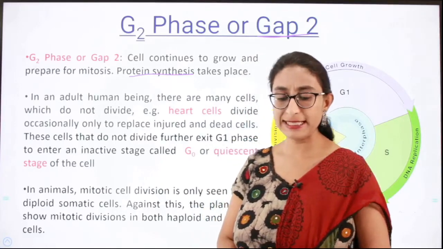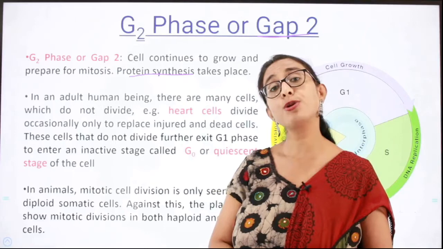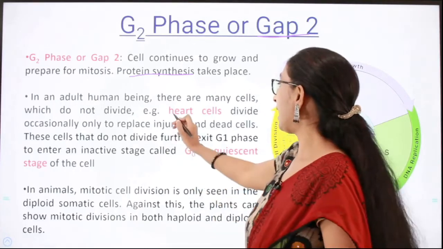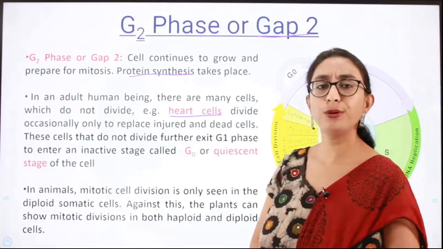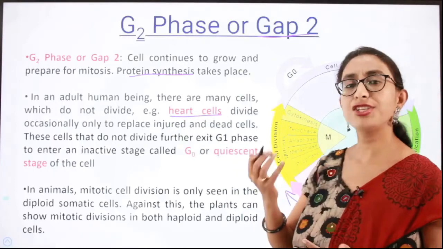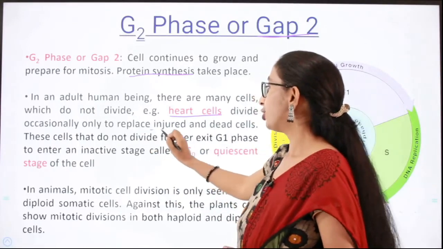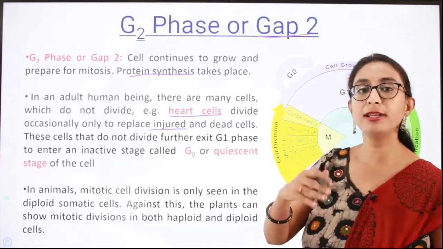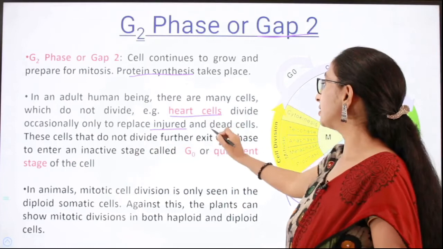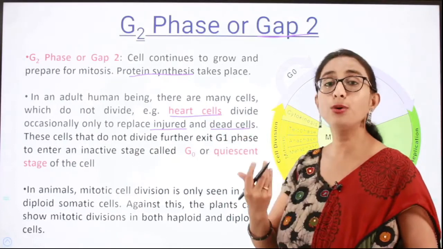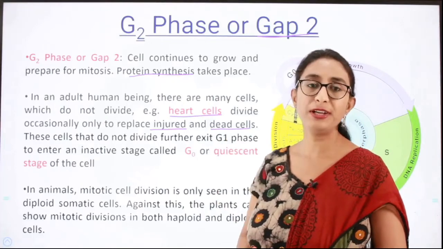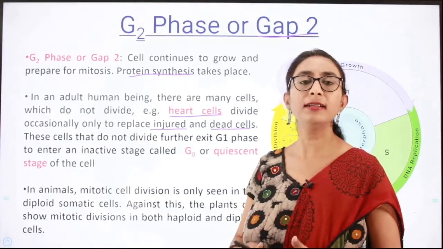There are many cells in our human body which do not divide. What happens to such cells? Say, for example, the heart cells. Heart cells usually do not divide. Very occasionally they divide, such as when some cells have got injured and new cells have to replace them in that region, or when some cells are dead. Only in those circumstances, when there is an injury or a death of a cell, will the heart cells divide. However, normally the heart cells do not divide.